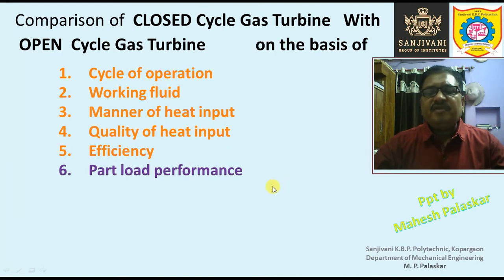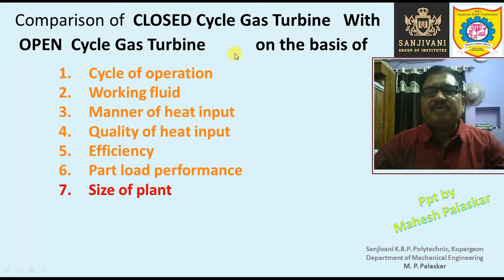The part load performance, or the part load efficiency, of the closed cycle gas turbine is also better than the open cycle gas turbine. The size of the plant for the same power output in case of closed cycle gas turbine is smaller. In case of closed cycle gas turbine, we can have a small size of plant for the same power output as compared to the open cycle gas turbine, because in case of open cycle gas turbine the plant size increases because we can't increase the pressure of the air which is entering the compressor or which is entering the system.